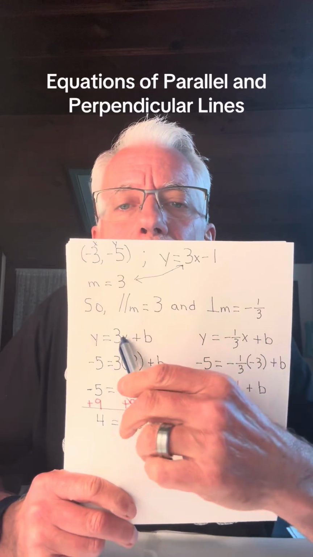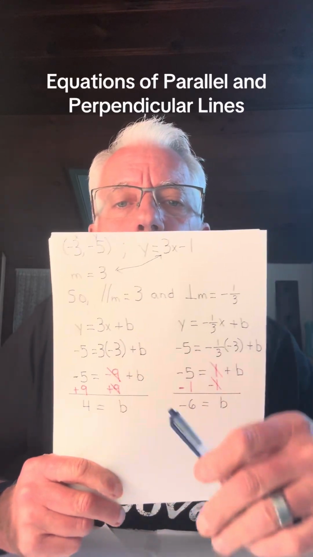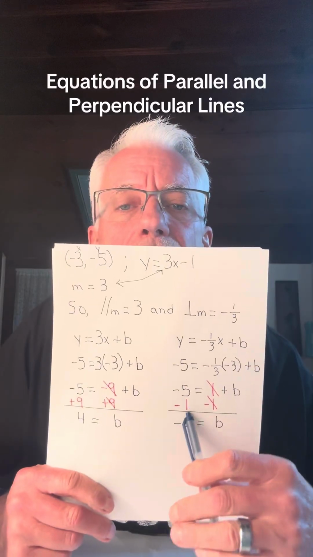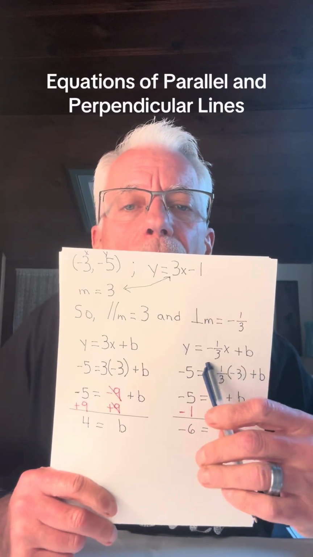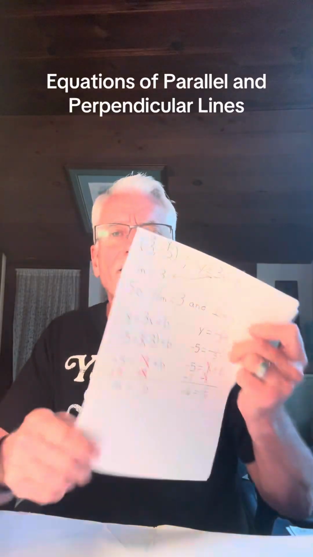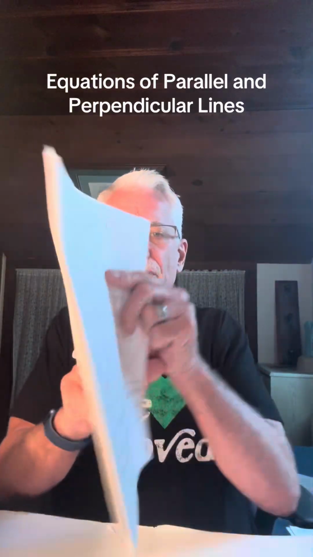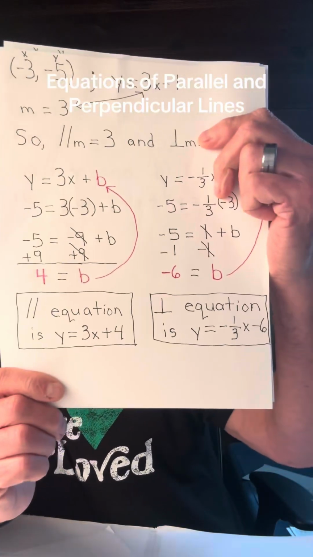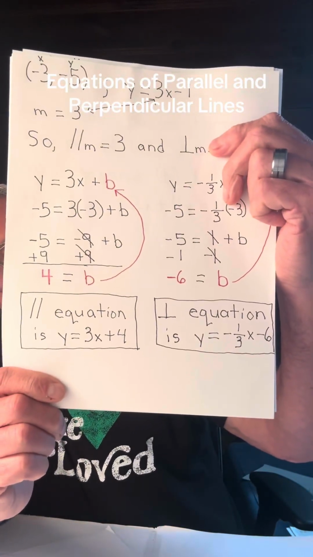So this one's going to be y equals 3x plus 4. And then this b right here is going to go right here. So y equals negative 1/3 x minus 6. And that's our answer right there, okay? So there's my parallel equation and my perpendicular equation, okay?